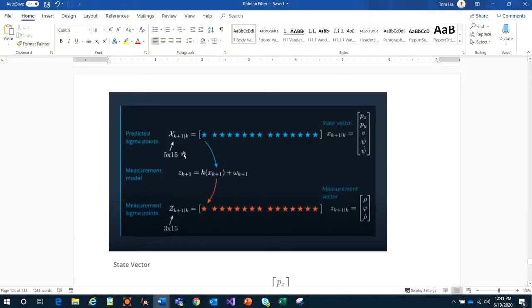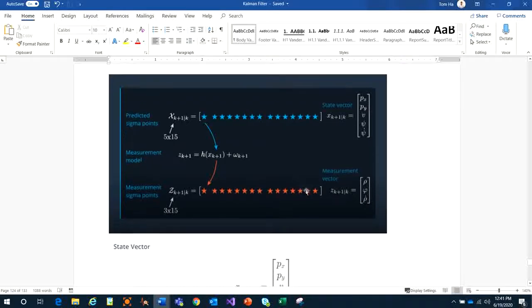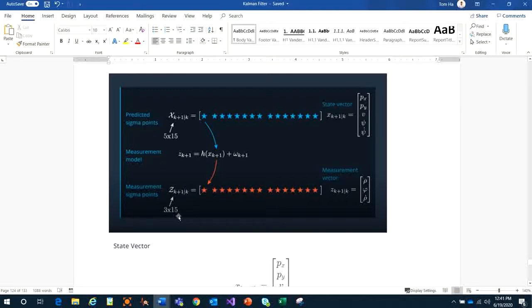You remember last time we already had the predicted sigma points in 5 rows and 15 columns. Each column is one sigma point, with the position px, py, velocity, yaw angle, and yaw rate, right? So right now for the measurement model, we have Z right here, and the measurement sigma points look like 3 times 15, right? Why? Because the value we get from the sensor is from the radar sensor. The radar value in the polar coordinate system includes rho, the distance from the vehicle to the object, right?